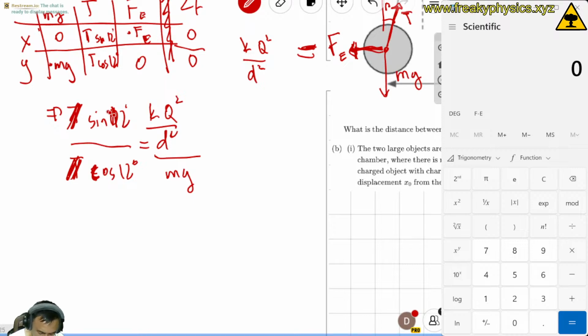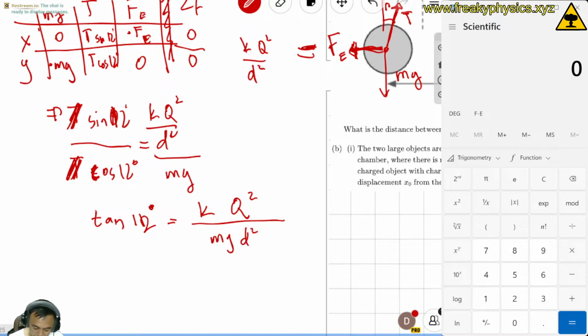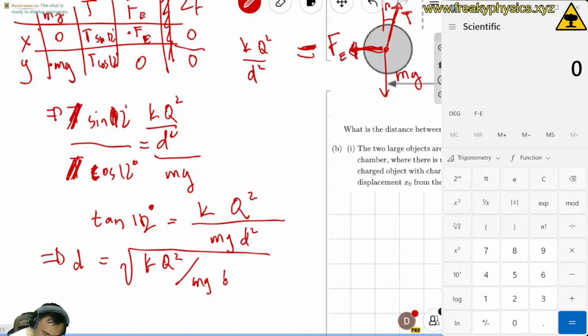We simply, what's this going to be? That's going to be tangent of 12 degrees. Again, simplifying the problem further, right? So we're now going to simplify everything. That's going to be k q squared over mg d squared. And now we're looking for d, finally. So d will be equal to the square root of the whole thing now: k q squared all over mg tangent of 12 degrees. We put the values in, we get d.